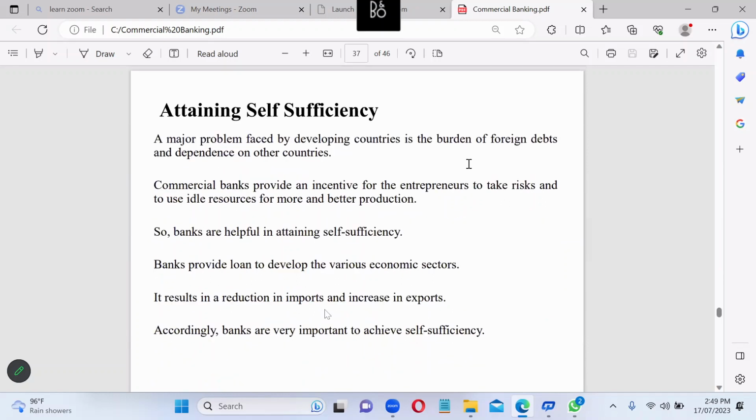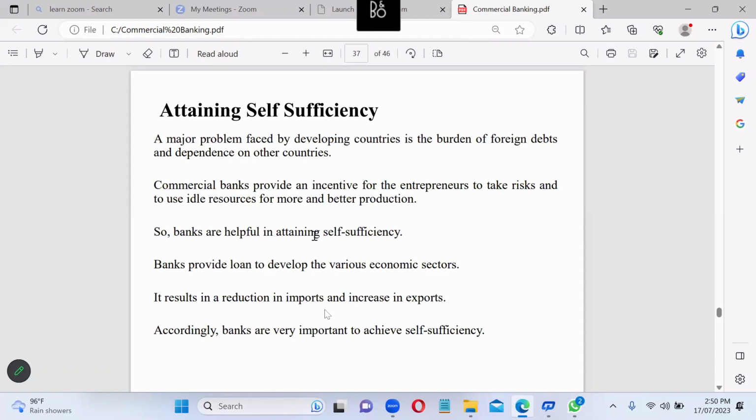Attaining self-sufficiency is a major problem faced by developing countries. The USA, America, or the UK are developed. China, Russia are developed countries. Sri Lanka is a developing country. Developing countries face the burden of foreign debts and depend on other countries. Nowadays our debt is also very high because we are getting loans from the IMF, Bangladesh, Pakistan, China. We get debts from the whole world. No country is missing among the nations.